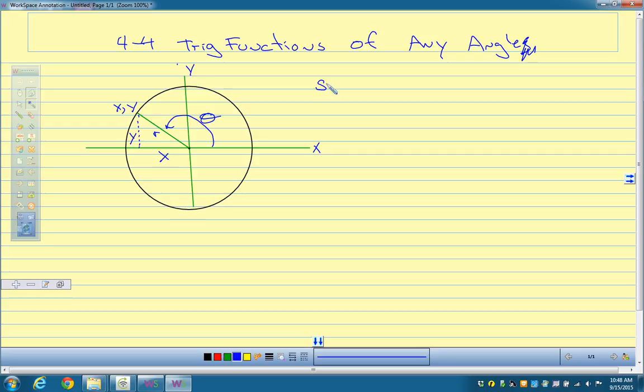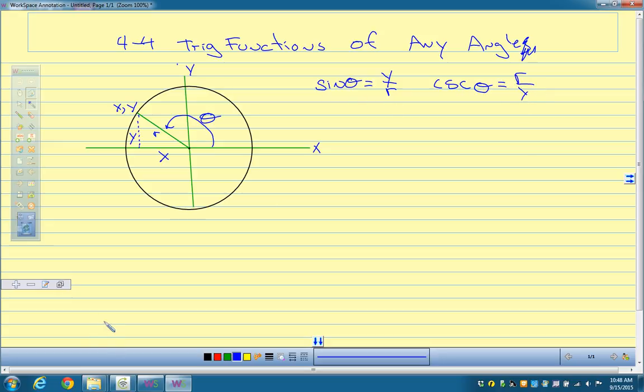So the sine of theta is what over what? Still y over, in this case, instead of being 1, it's r. So the sine of theta is y over r. Cosecant is just the flip of that. Cosecant of theta is just r over y.